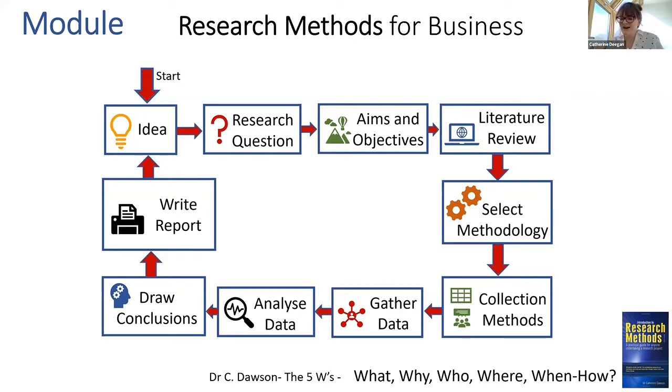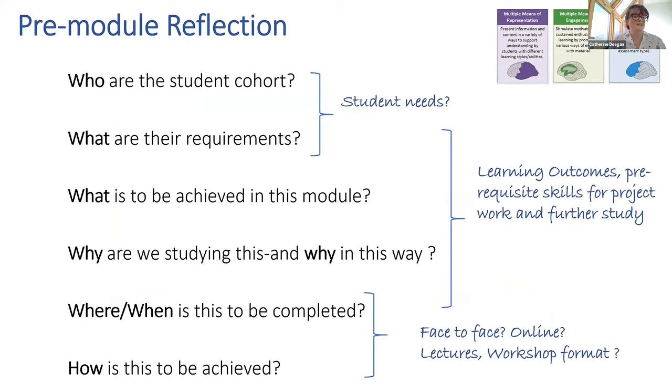It's great. And the 5 W's, or actually the 6 W's it's become now, is what I use to reflect. Before I entered in and put a UDL lens on this module, I turned that back on the module and looked at it. And I did that with the students on the very first class when they came in. I turned that on the module, on its content. And I said to the students, well, I looked at who the students were, and I said, who are they? What are their requirements? What are their needs? What's to be achieved in the module? Why are we studying this? And in particular, in the context of UDL, why are we doing it this particular way?